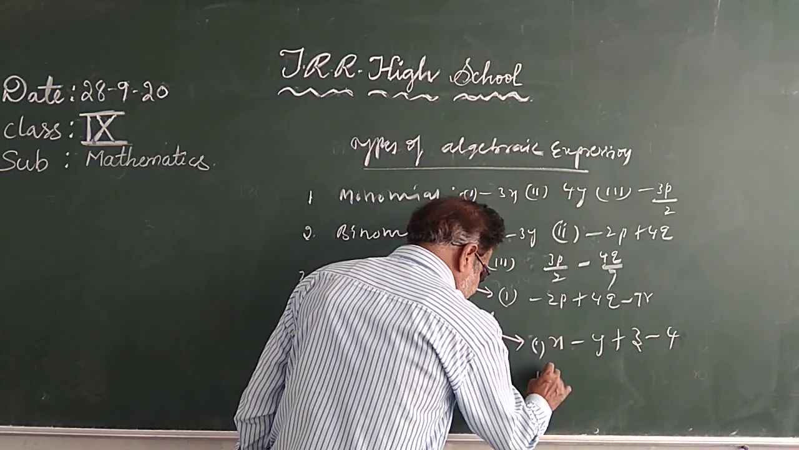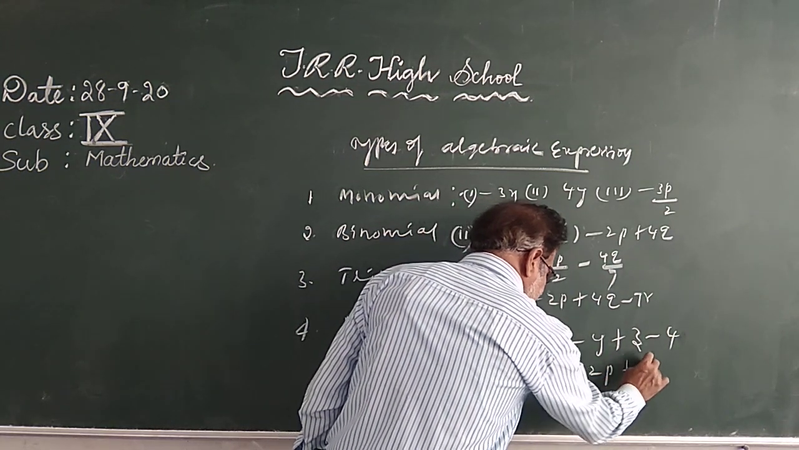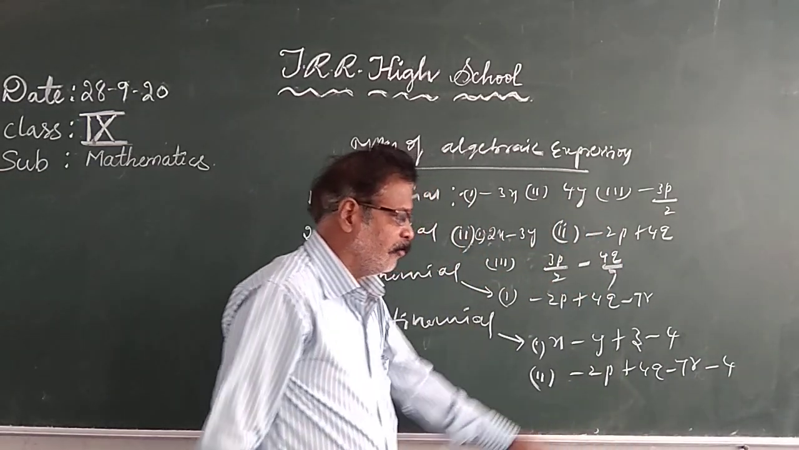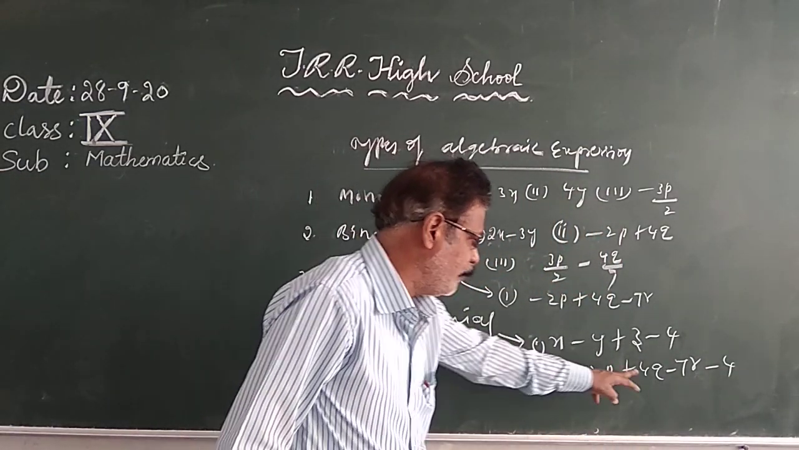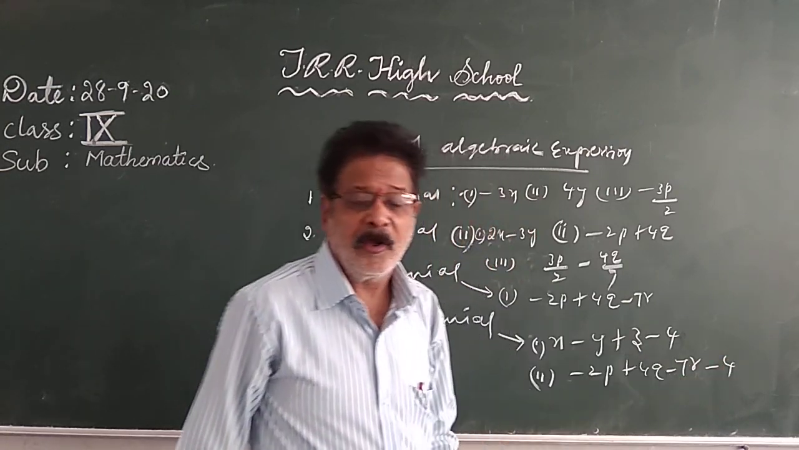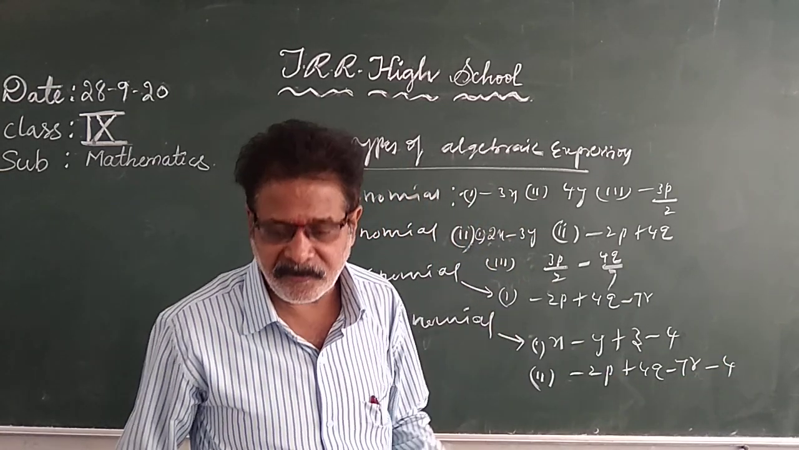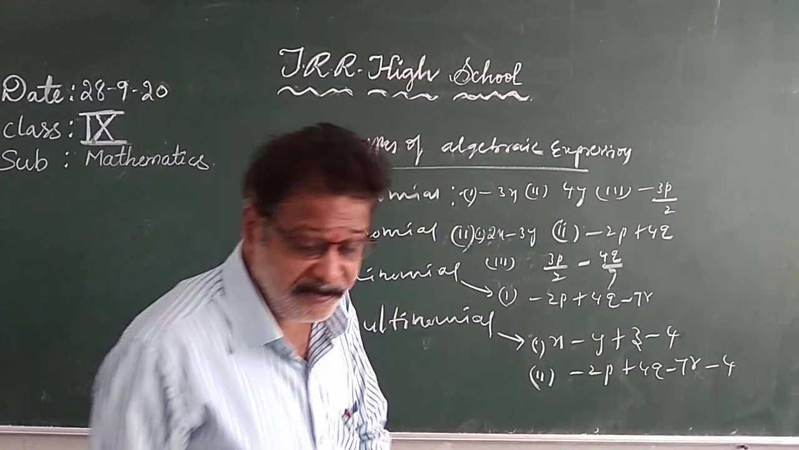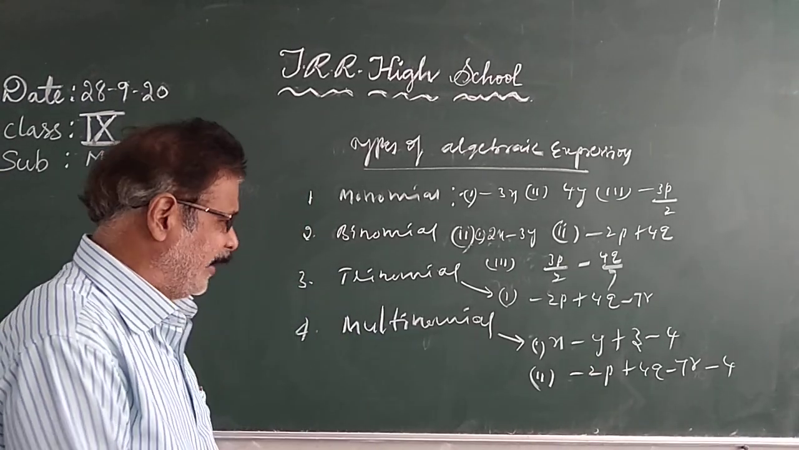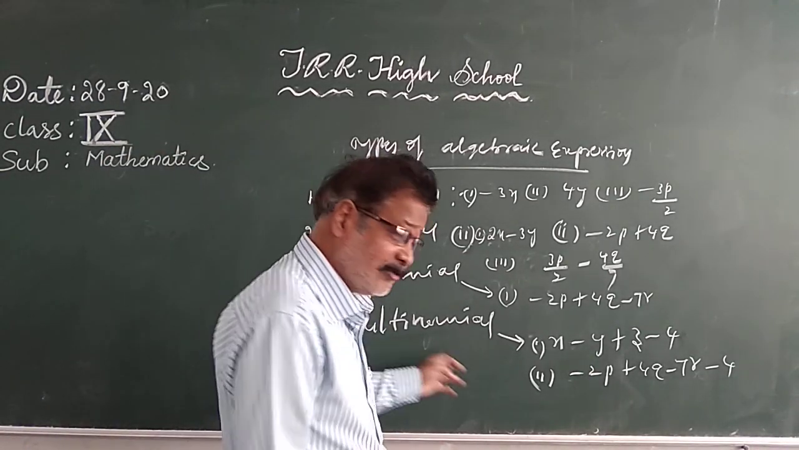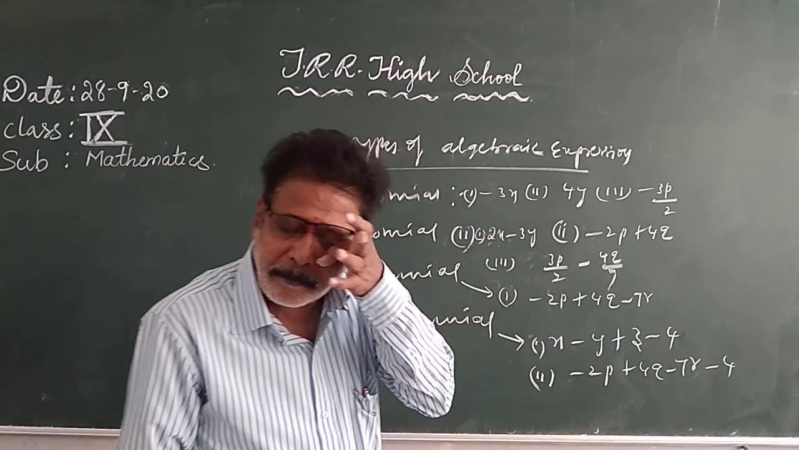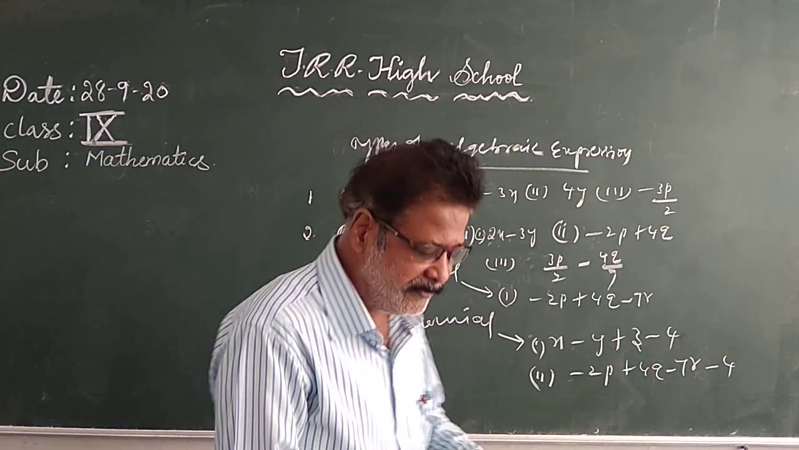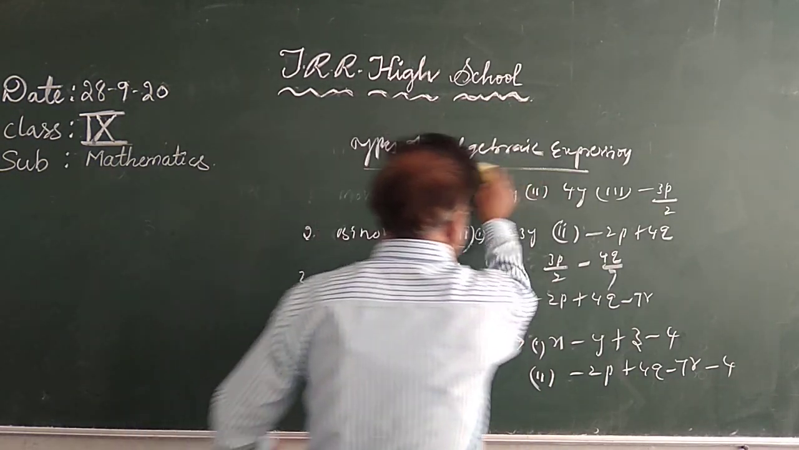One more example: minus 2p plus 4q minus 7r minus 4. Totally 4 terms are here, 4 signs are there. An algebraic expression having more than 3 terms is called multinomial. So, poly. What is poly? Poly means many. Multi also means many. But multinomial is not polynomial. Let us discuss the polynomial.